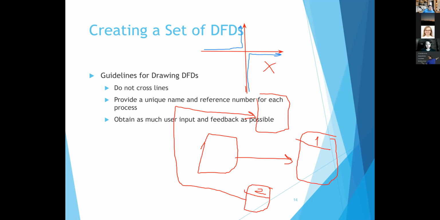Okay, so apart from this one, provide a unique name and reference number for each process. You can see that I write number 1 on my process like this. So that means every time you see a process symbol with process number 1, they must be the same process. But sometimes if you cannot draw like this because otherwise it will cross the line, you may write process number 1 again at another point.